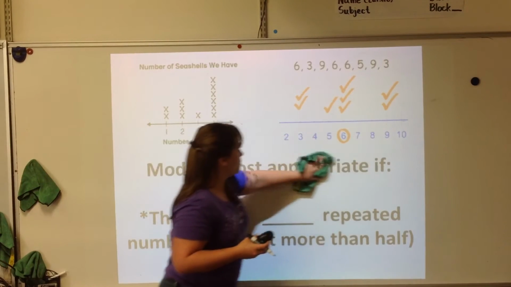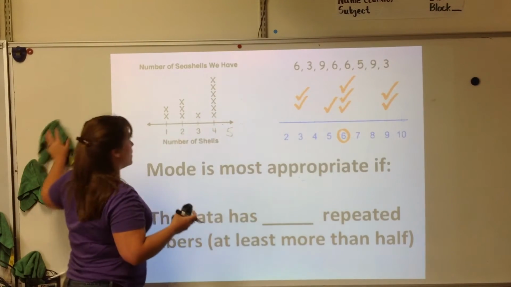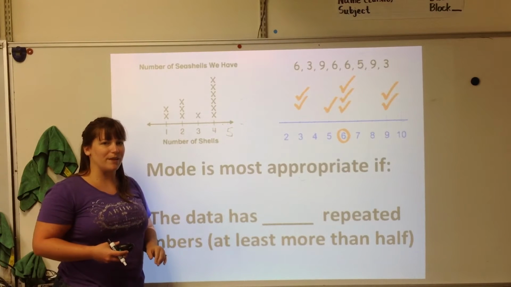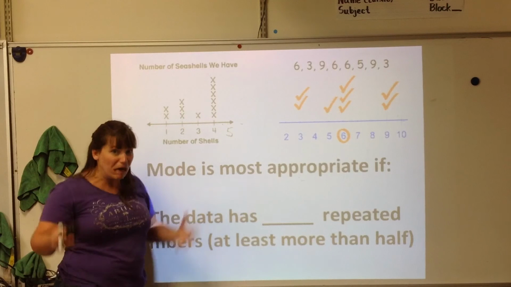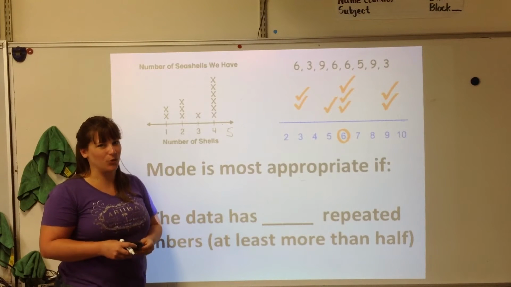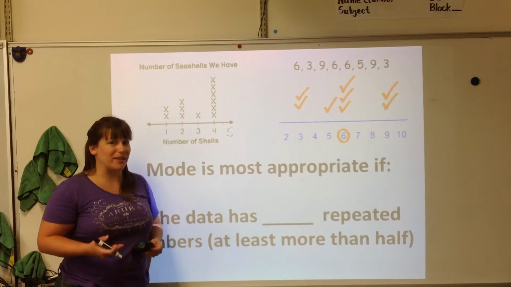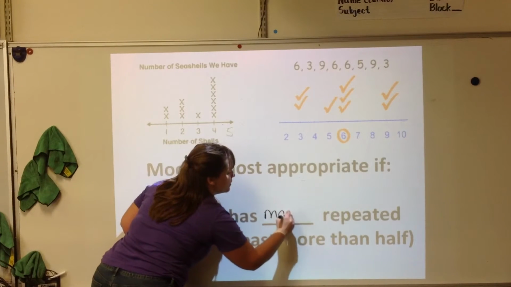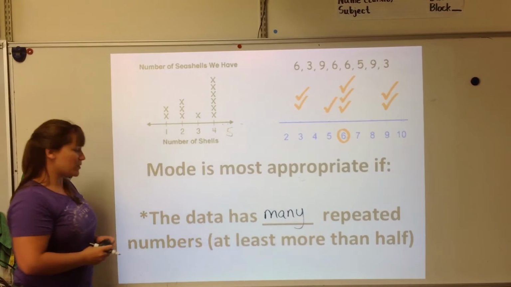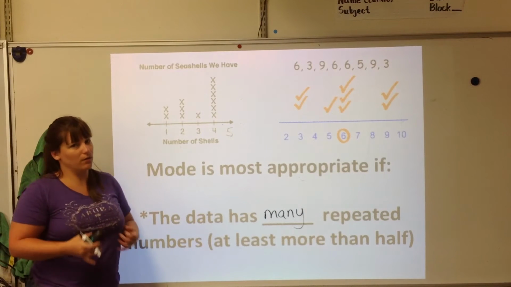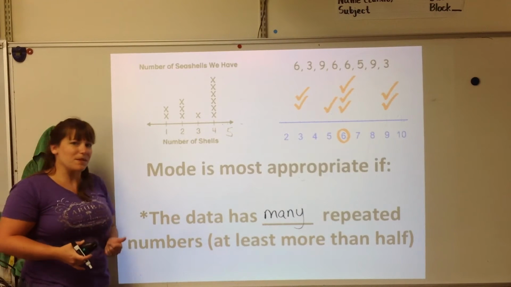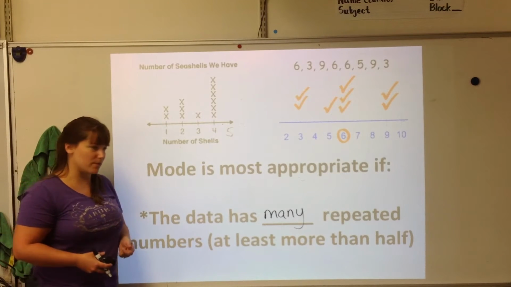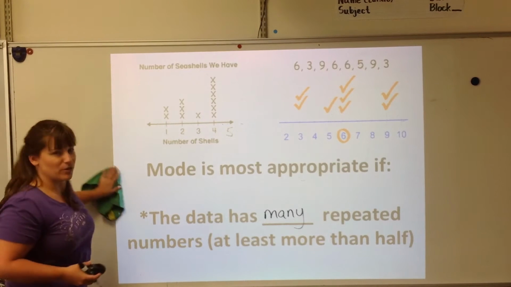Remember, mode, most often occurring number. This one is used a little bit less often to describe data because there has to be a lot of repeating numbers in order for the mode to be the best choice. So if the data has many repeated numbers, at least like half or around there, then you might want to think about using the mode as your best choice to summarize the information. Make sure those are filled in.